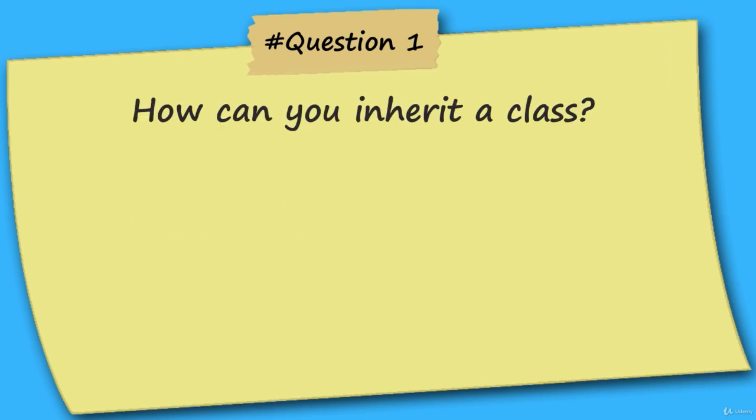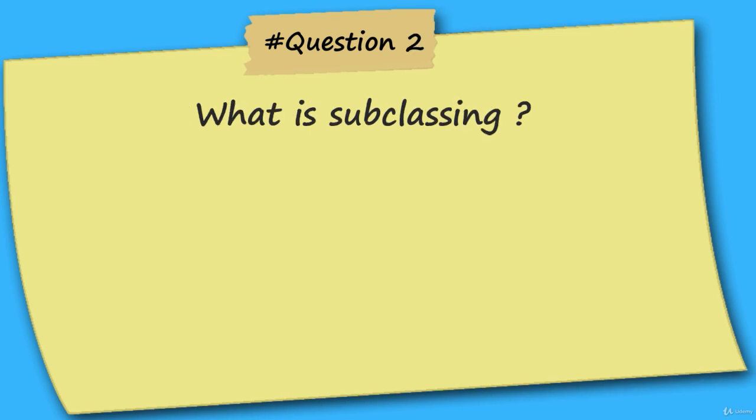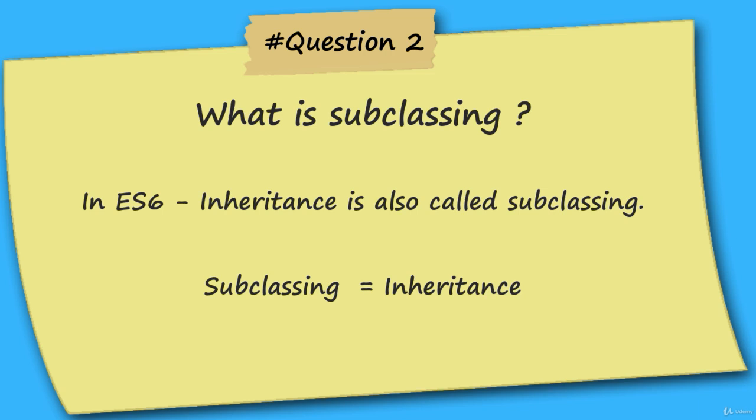The first question is, how can you inherit a class? We have already seen that if you are using the extends keyword, it's going to inherit any class, even the JavaScript classes can be inherited. The second question is, what is subclassing? Now in ES6, when we say inheritance, it is also called subclassing. So you should not get confused by two different terms. Whether somebody refers to it only as subclassing, that's also inheritance only, which is implemented using the extends keyword as we have already seen. So subclassing is nothing but inheritance.